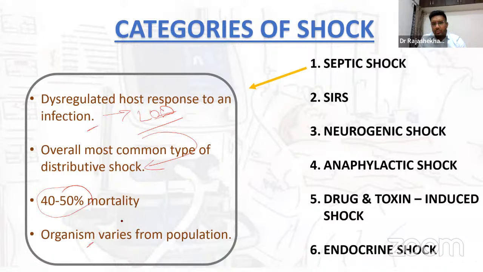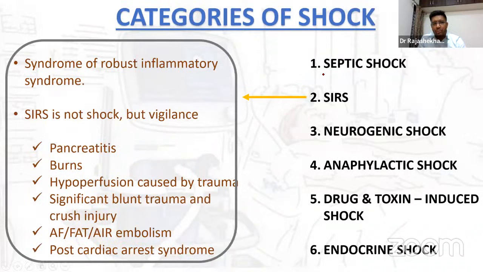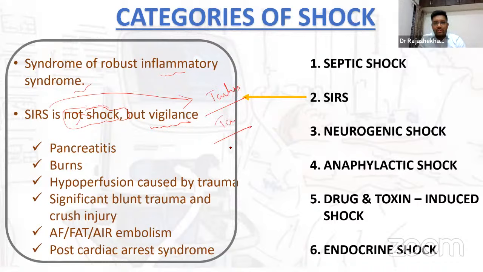Then what is SIRS? SIRS is a syndrome of robust inflammatory syndrome. There is a sudden robust inflammatory stimulus occurring in the body. So the SIRS is not shock. Please remember this. SIRS is a vigilance. So what is SIRS? We discussed in the last class. Either tachycardia, tachypnea, increased or reduced temperature with increased leukocyte count, that means the white blood cells, or the decreased platelets. So 2 out of 4 is considered as SIRS.